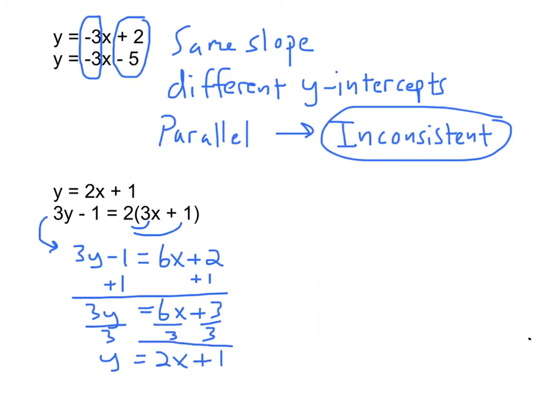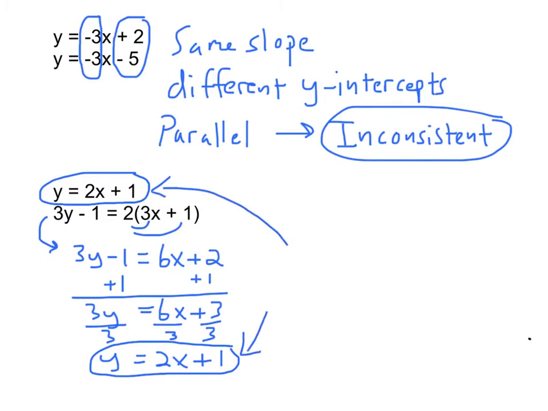Now notice that answer, y equals 2x plus 1, is the same as the first equation. They're the exact same equations. So since they're the exact same equation, they have the same slope and the same y-intercept, they're the same line. And so this is a case where every point on the line would be a solution, and so we would call that dependent.